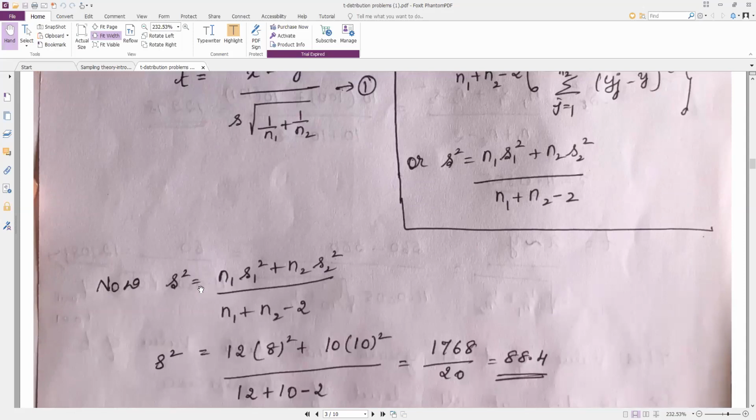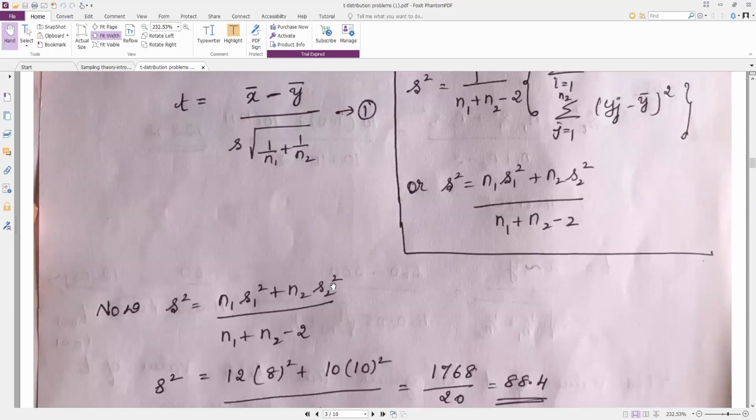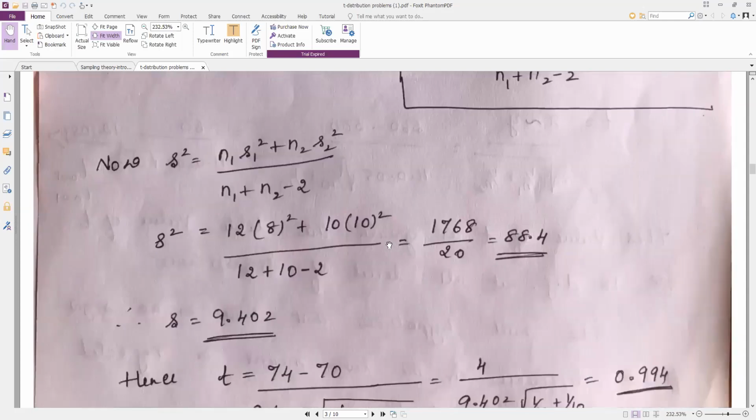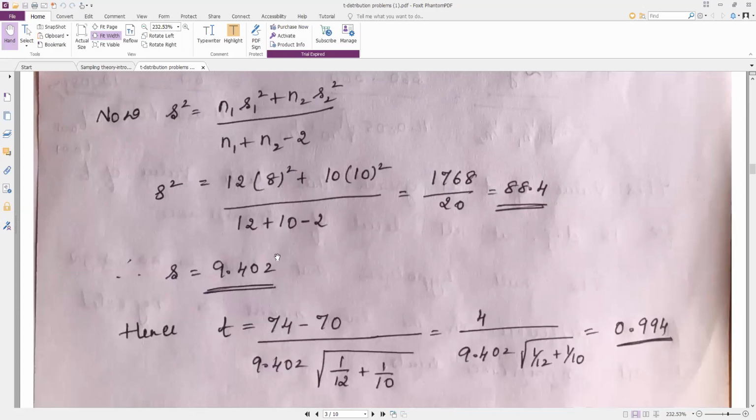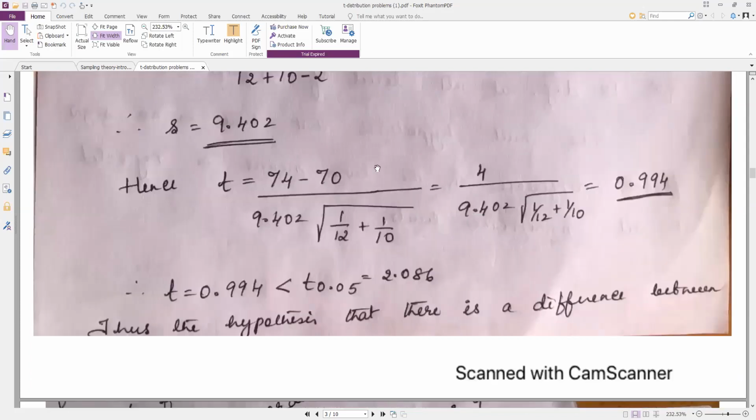Now let me start. First we'll calculate standard deviation. Everything is given: n1, n2, s1, s2 are given. Substitute, and you will get the answer. So what is our s? 9.402. How to calculate the t distribution value? 74 minus 70 divided by this. So that gives you 0.994. So t value is 0.994.